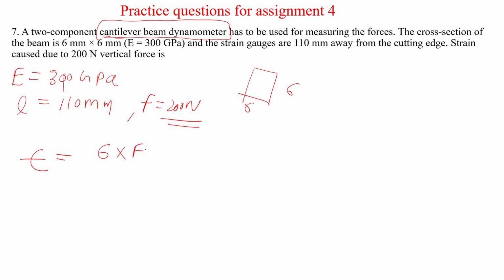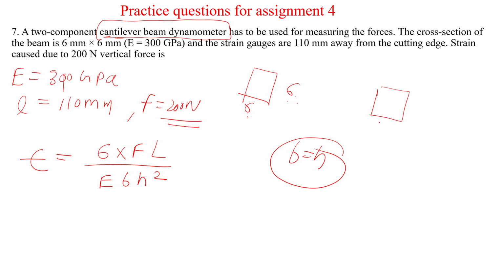6 into F into L upon E B H square. Right? Now here B and H are the same, because both are given as 6. This is B and this is H. Both values equal 6, so B equal to H equal to 6. So we can write 6 F L upon E H cube. Fine? Now solve it.